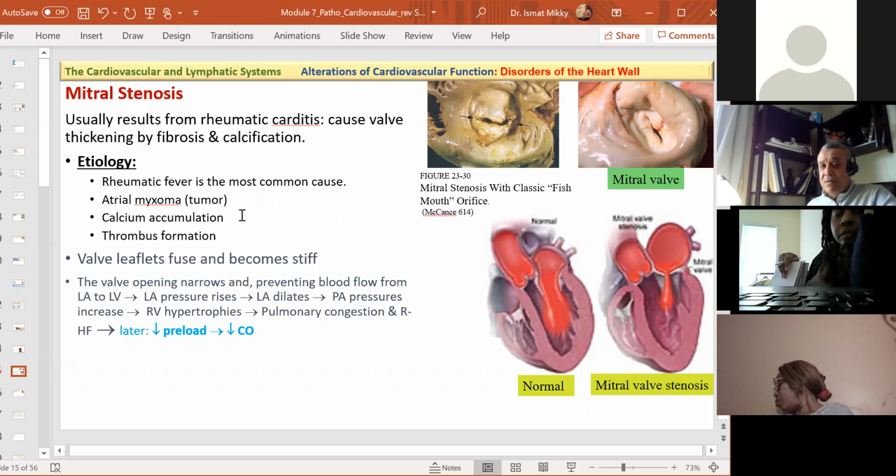And that, again, is like a vicious cycle that goes back to the hemodynamics: the right ventricle will hypertrophy, then pulmonary congestion, then heart failure, and that results in a significant decrease in preload and cardiac output.